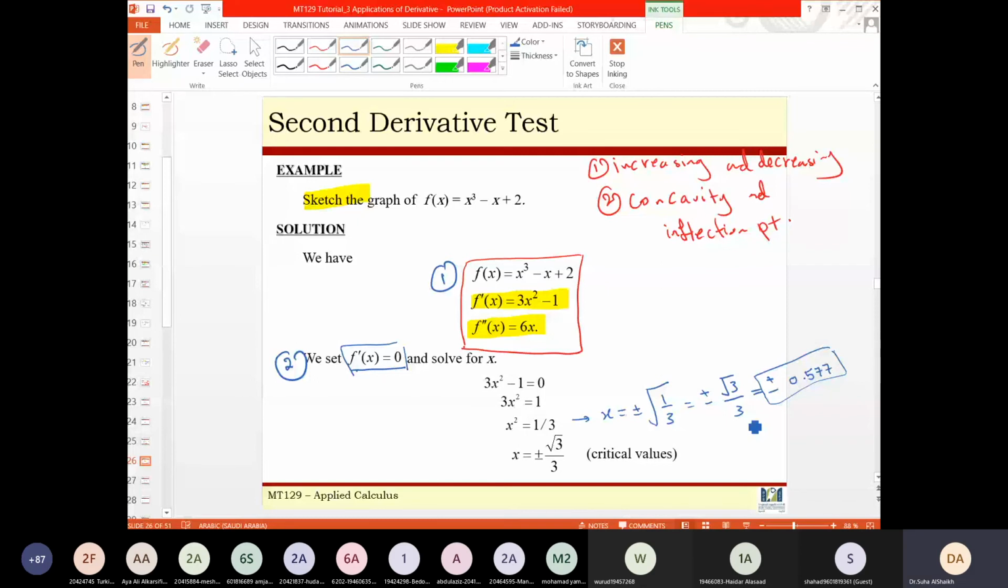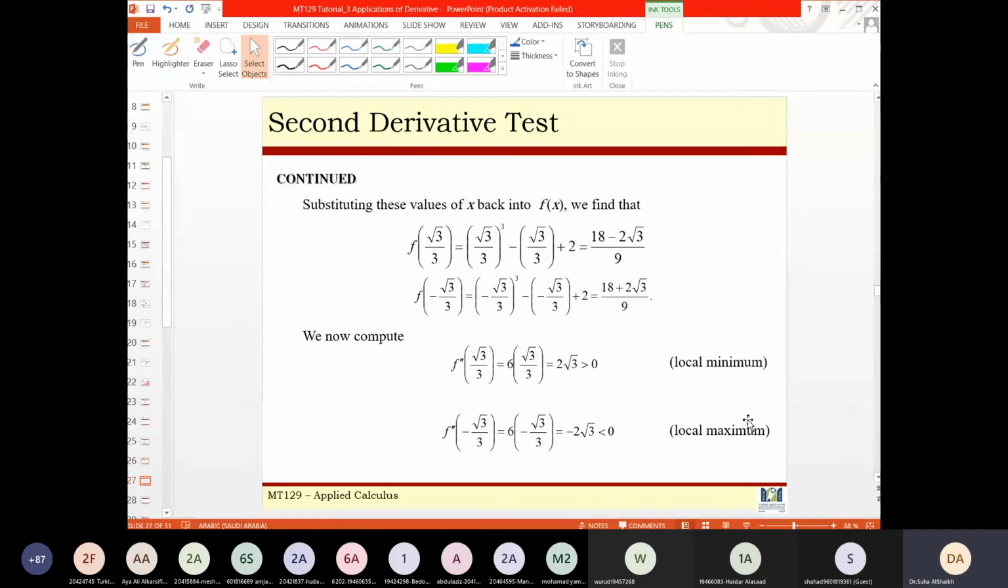How am I going to check increasing and decreasing? We use the second derivative test. We're gonna put those values in f double dash. Yeah, so this is step number 3. Here is step number 3. This is actually where they find the y of the point, which is f of root 3 over 3. This is the value, and the y of minus root 3 over 3 is this value. Keep it to the end.